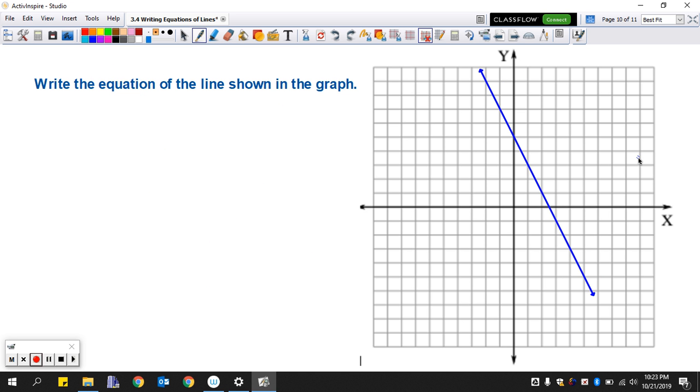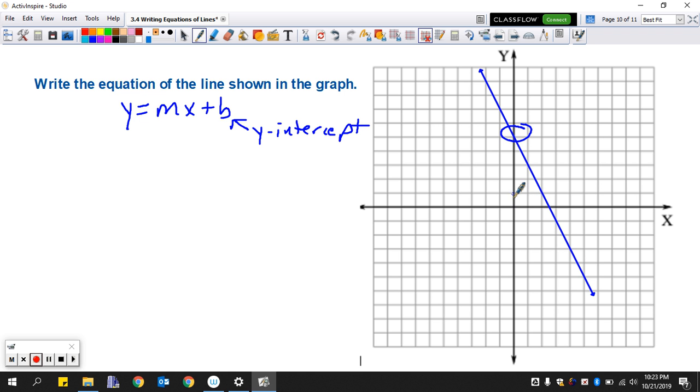All right, the last thing that we're going to work on in this lesson is coming up with the equation of a line when we have a graph of the line. Most of the time we're going to use the slope-intercept form of y equals mx plus b. Okay, so we're talking about b being the y-intercept. The y-intercept is simply the point where it crosses the y-axis.